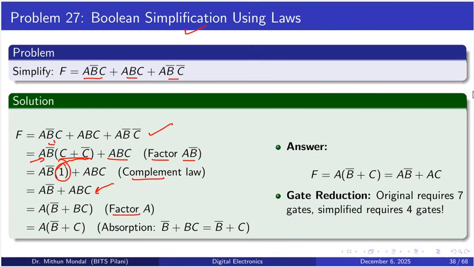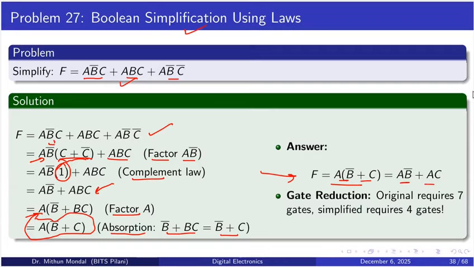Then make the factor of a. So this is the factor of a, and then we will apply the absorption law, that is b bar plus bc is equal to b bar plus c. And finally we will get the simplified form of this expression, which is f is equal to a into b bar plus c, and still we can expand these terms, so we can have a, b bar plus ac.